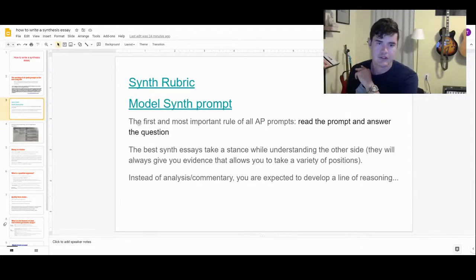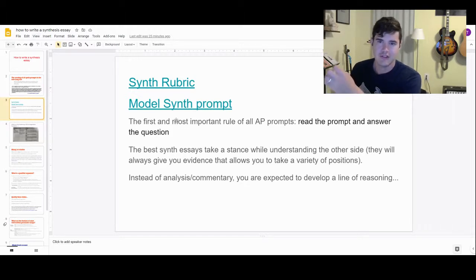All right, so back to the notes. The first and most important rule of all AP prompts: read the prompt and answer the question. The question that I'm asking in this prompt, if you go back and look, is whether or not middle and high school should have football teams. It's not asking, should the NFL be abolished, or should college football exist, or should football as a sport no longer exist? It's asking specifically about high school and middle school football teams.